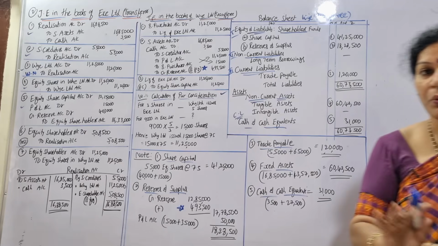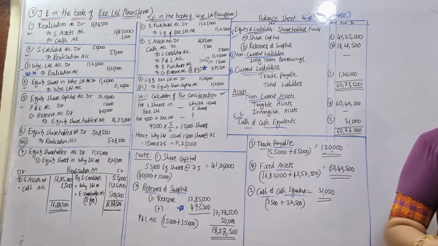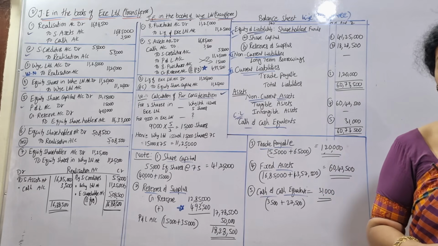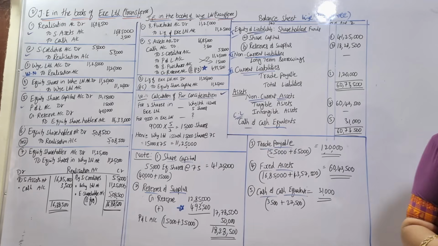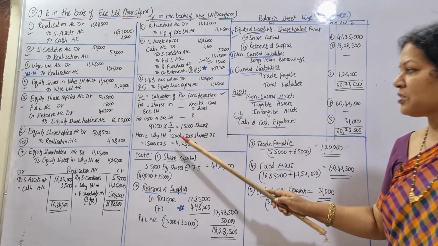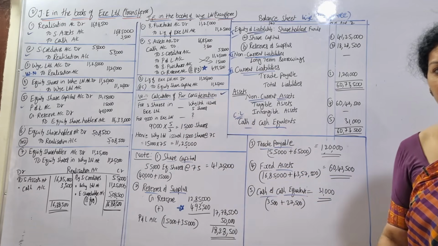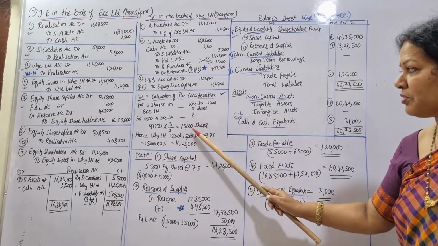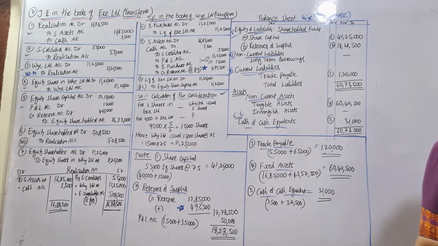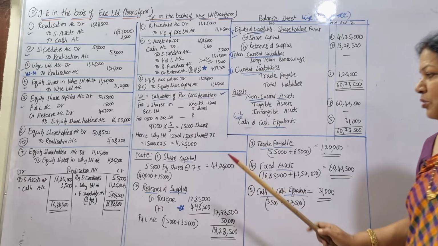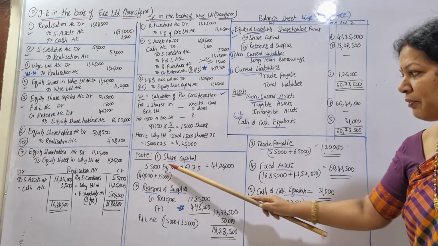So share capital of Y's we have to see. Y share capital is how much here? 40,000 equity shares. And also he is paying as purchase consideration of 11,25,000. But how many shares are there? 15,000 shares. So we are showing it as 55,000 equity shares.